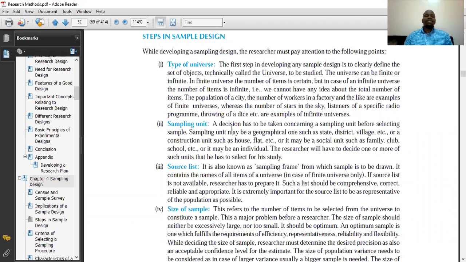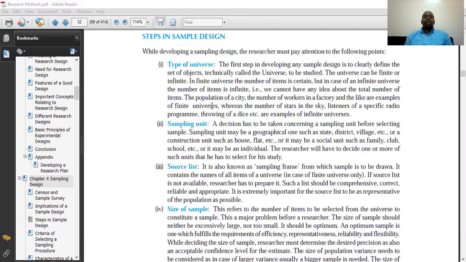The sampling unit is the specific area of the universe that you go to pick your samples. All right. It's a specific geographical area where you go to pick your samples. Basically, the sampling unit is part of the larger universe.